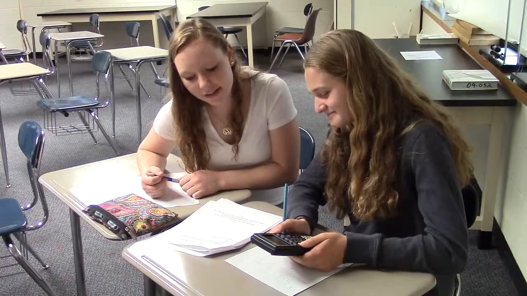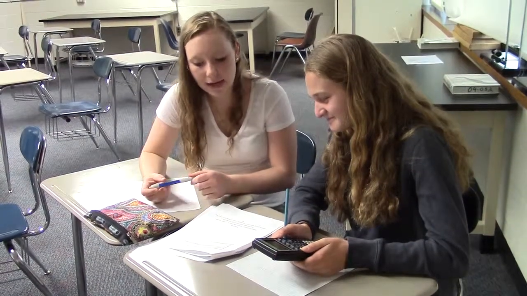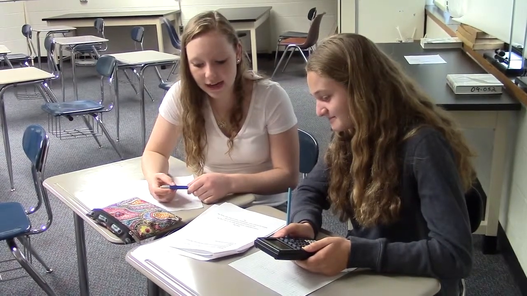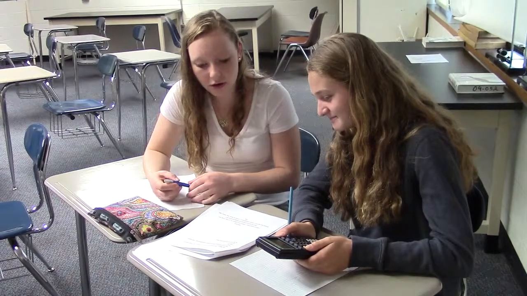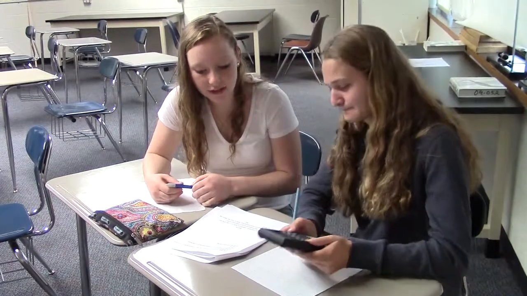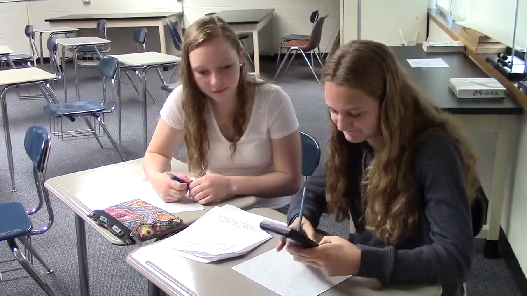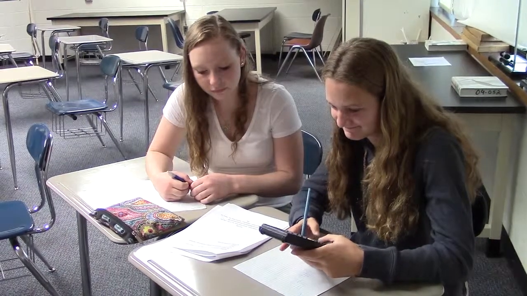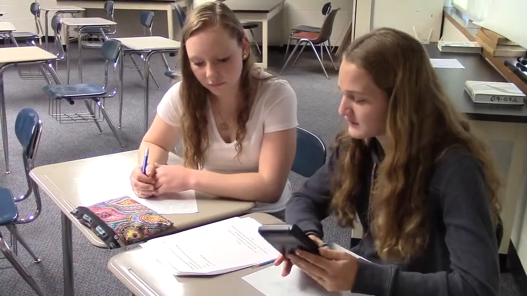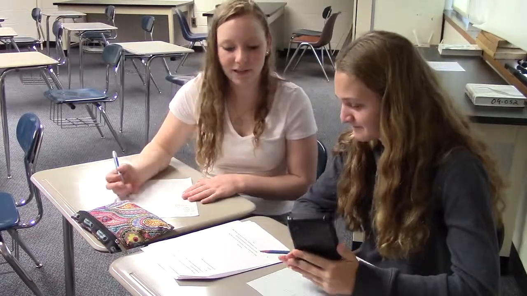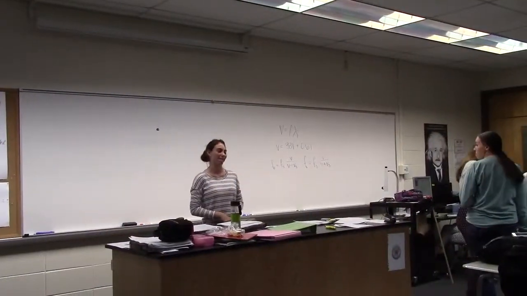Good, so the equation is FC equals MAC, but we don't know AC. So using the equation AC equals V squared over R, we can find the centripetal acceleration. 12,083 newtons. Yes, perfect. Well done. Good work in class today, students.